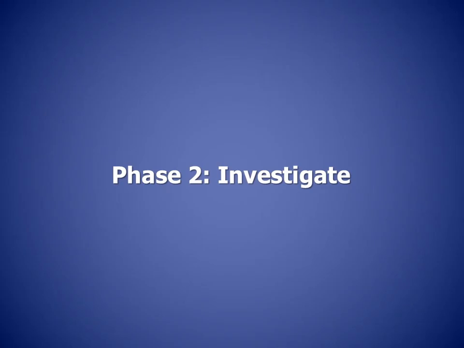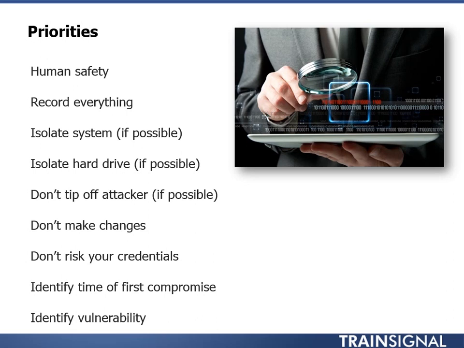On to step 2, the investigation process. This is really cool because it's almost like police work, it's like detective work. Now, your priorities. Every time I list priorities in security, the first one is always going to be human safety. Human life in general is always the top priority. So this is important to understand because not all security compromises are IT-based.